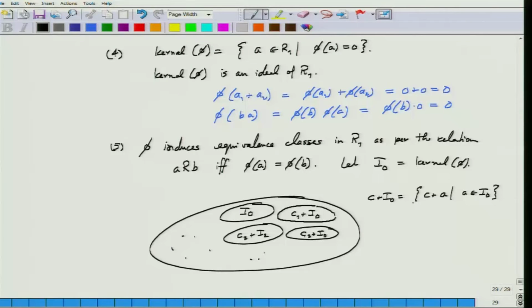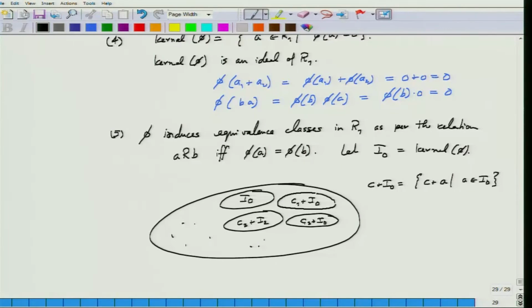And you can see that easily. Phi of C plus a is phi C plus phi a. Phi a is 0, so it's the same as phi C. And whenever phi C is equal to phi D, then phi of C minus D is 0. And therefore, these are precisely the equivalence classes one gets.